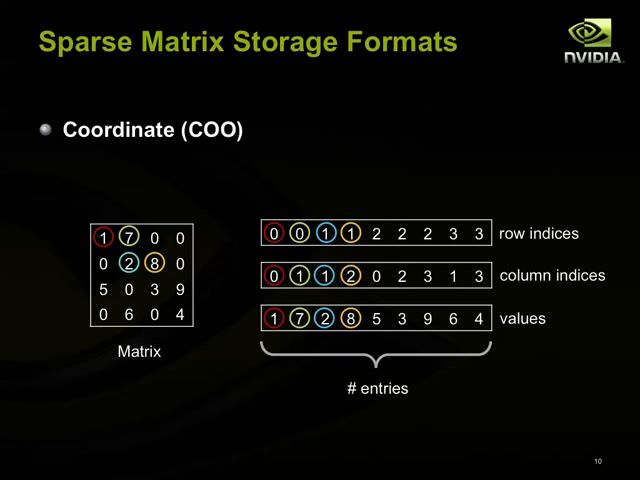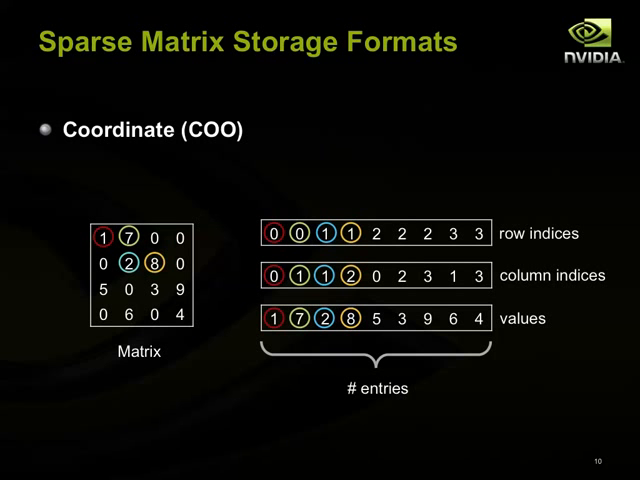The simplest way that you can store a sparse matrix is the so-called coordinate format, often abbreviated COO. At the left we have a dense representation of a matrix. It has 9 non-zero entries, and I've circled some of them and shown where they appear in the coordinate representation at the right. There are 3 different arrays in the coordinate representation: the row indices, the column indices, and then the non-zero values.